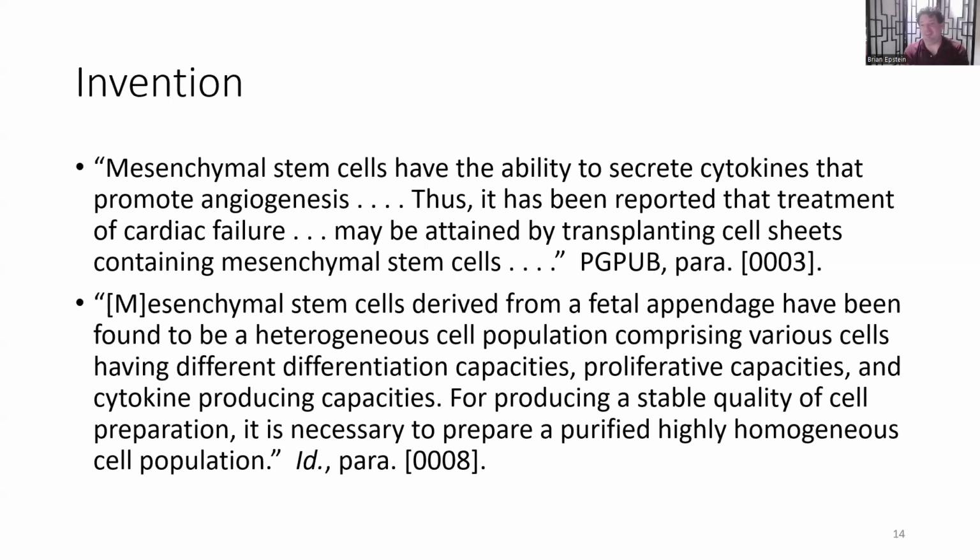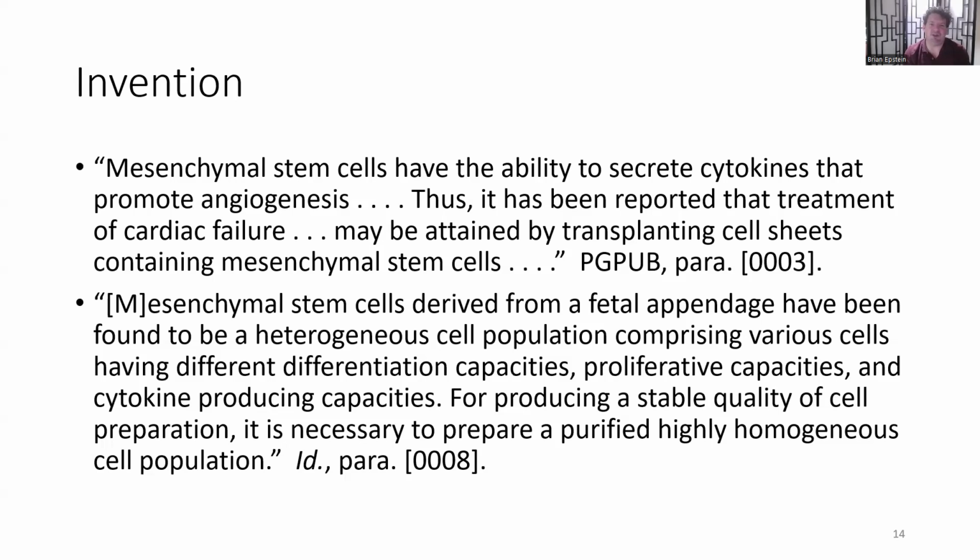So here's where we begin the lengthy reading, and I apologize for the complicated English. Mesenchymal stem cells have the ability to secrete cytokines that promote angiogenesis. Thus, it has been reported that treatment of cardiac failure may be attained by transplanting cell sheets containing mesenchymal stem cells.